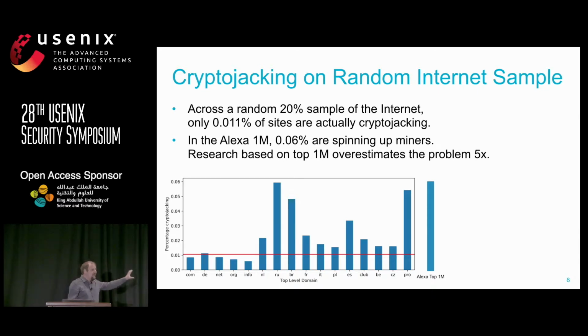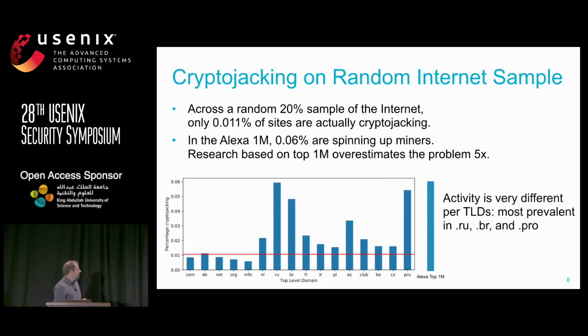When you break this down into individual TLDs, you see that this average of 0.11, which is the red line, depends a lot on which zone you're looking at. So, for example, in the Russian zone or the Brazilian zone, cryptojacking is pretty common. If you're looking at a gTLD such as .pro, it is almost as high as the Alexa 1 million. But if you look at some other zones, such as .info or .org, it is comparatively clean. So it's rather interesting to see such a diverse manifestation of this problem.